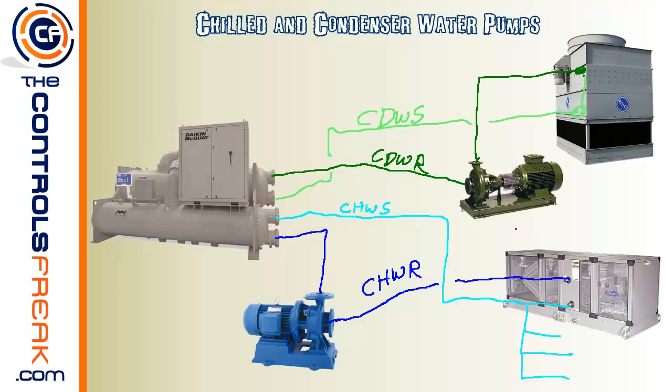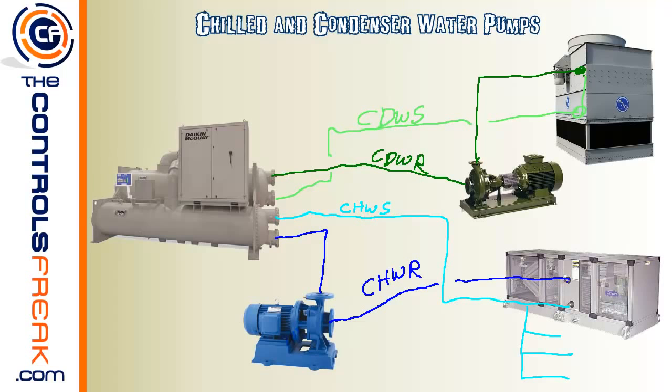Now there might be some questions, well, how do you know the difference between the supply and the return? Well, this is how you need to look at it. If we're talking about chill water here, chill water supply is, you're saying you're supplying chilled water. So that's actually going to come from the chiller because the chiller is what's supplying the cold chilled water. Therefore, the water leaving the chiller is going to be chill water supply.